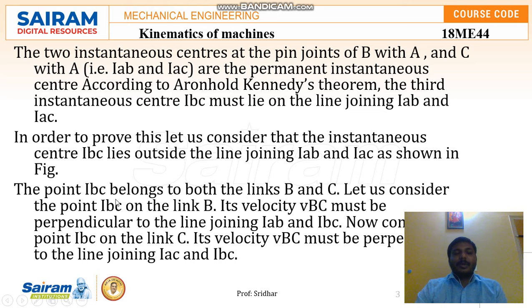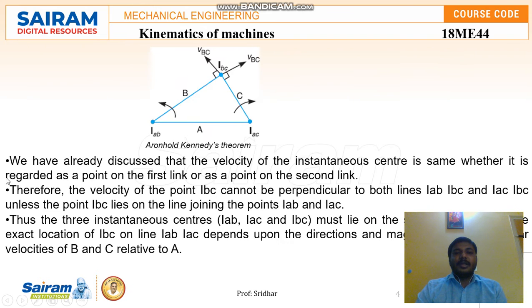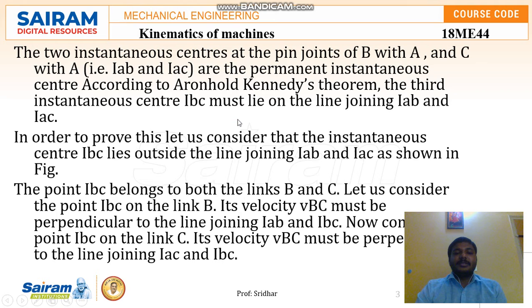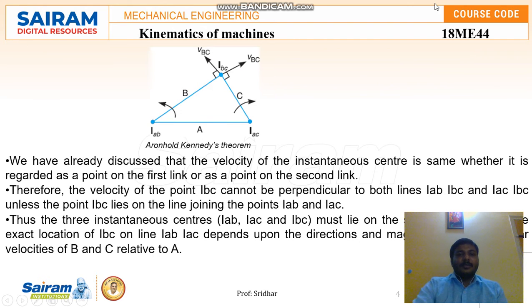Now when you consider the point IBC and the link C, the velocity VBC must be perpendicular to the line joining IAC and IBC. So the line joining IAC and IBC is what we consider to find the velocity when it is perpendicular to the joining of IAC and IBC.